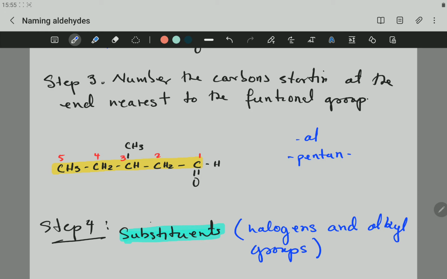Now, in the aldehyde, you do not have to write 1-al, because it is always going to be 1-al. The functional group is always on the first carbon. So you do not have to write 1-al for aldehyde, because it's always going to be on the first carbon. So up until now, this is what we have.